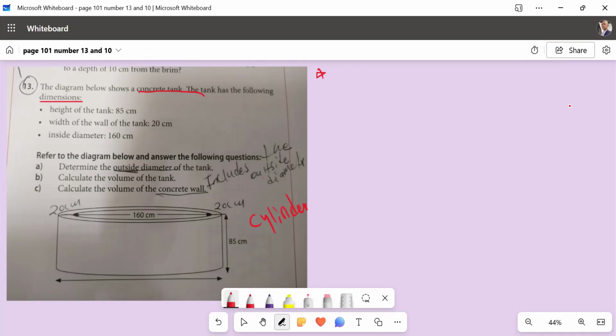The height of the tank is 85 centimeter, meaning that we measure from the bottom. This bottom is also the circle, and the area of the circle is pi r squared. So we measure from the base. I normally call this the base side. So the height is when I measure from the base, I go up to the highest point. This is now my height.